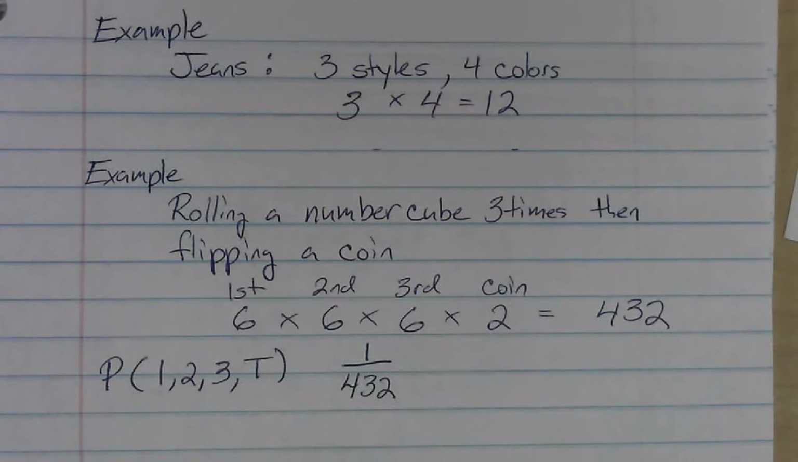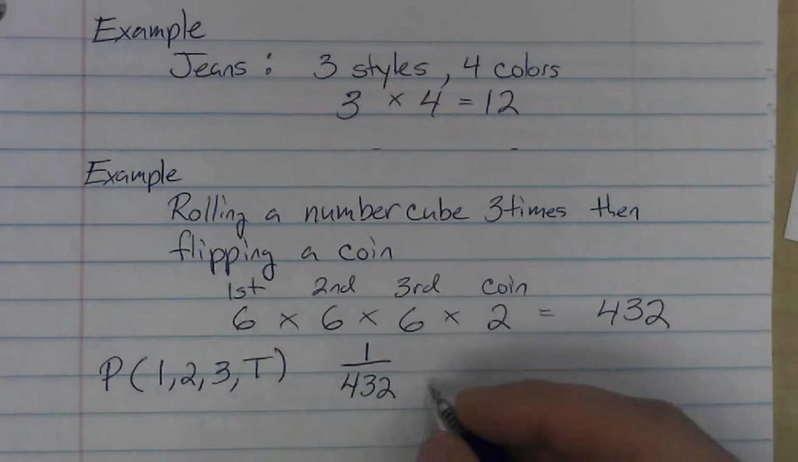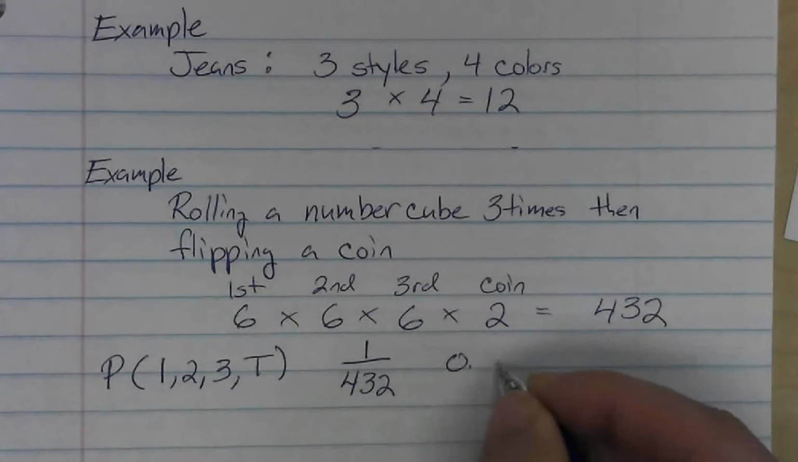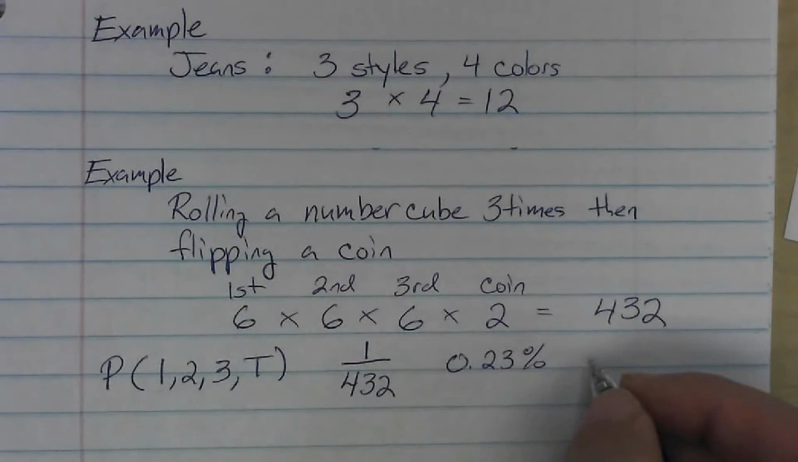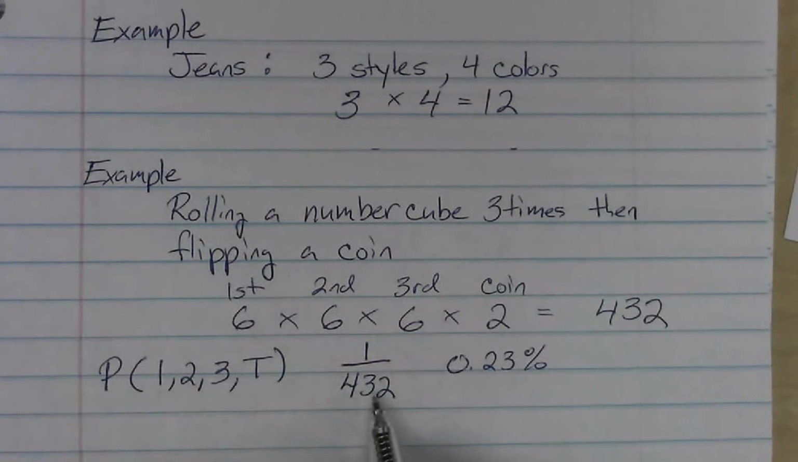And if we want to, we can turn that into a percent. All you do is divide 1 by 432, multiply by 100, and you would find that you have an approximate 0.23 percent chance of getting this. So chances are very slim this will happen.